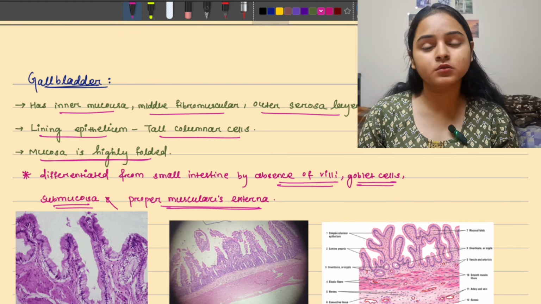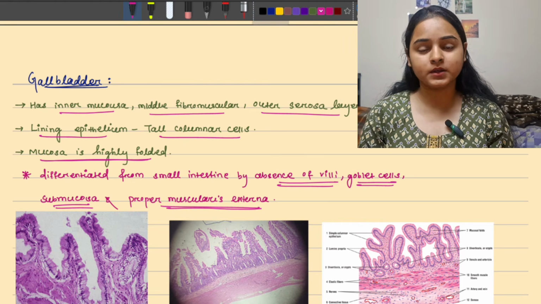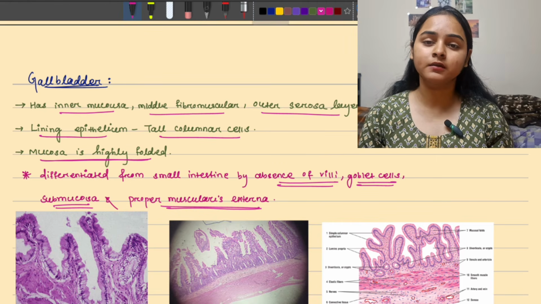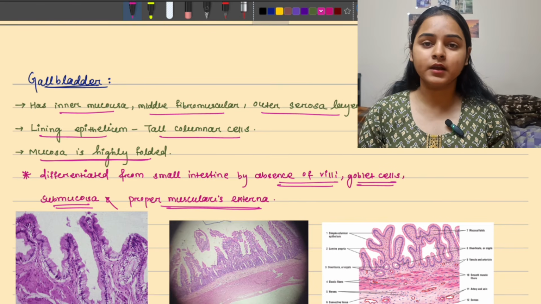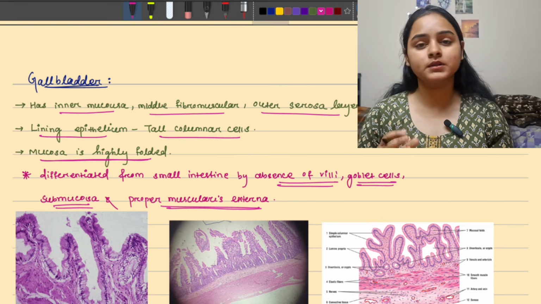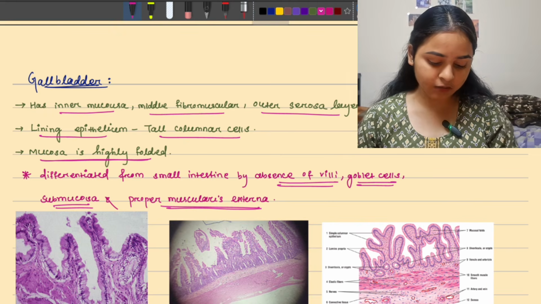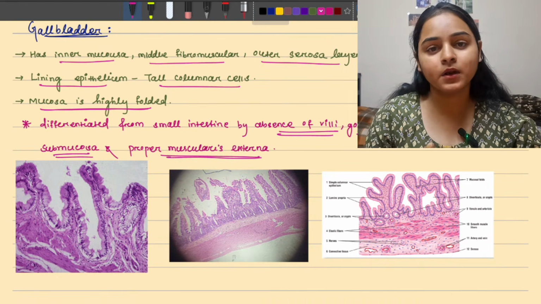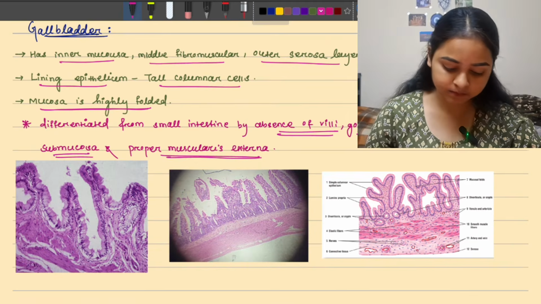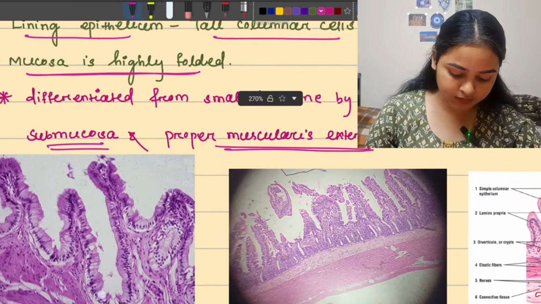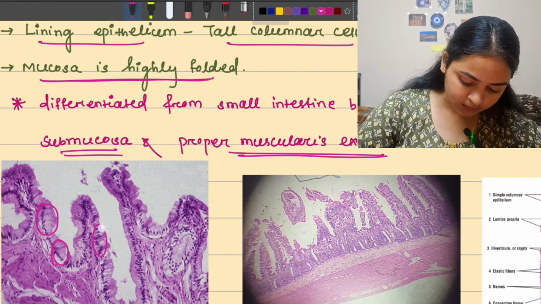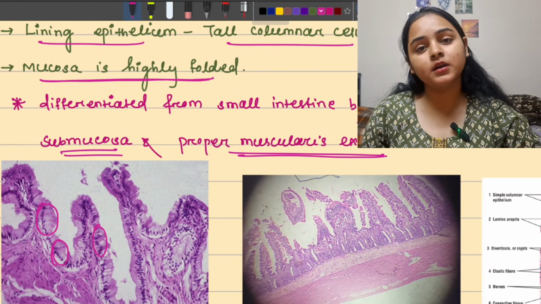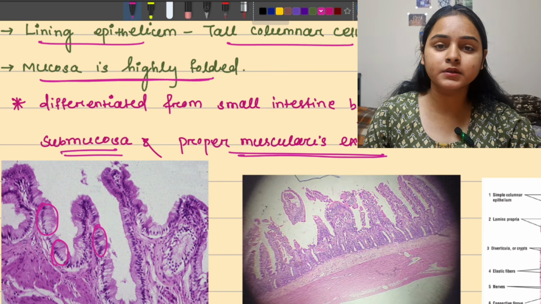Also, the proper muscularis externa layer is not present. The muscularis layer is not well developed in gallbladder. So, in place of the muscularis layer, there is a fibromuscular coat present in the gallbladder. Okay, now you can easily differentiate the slide of gallbladder from the slide of small intestine. Now let's come to the slides. You can easily appreciate the tall columnar cells here. In gallbladder the tall columnar cells are easily appreciated.